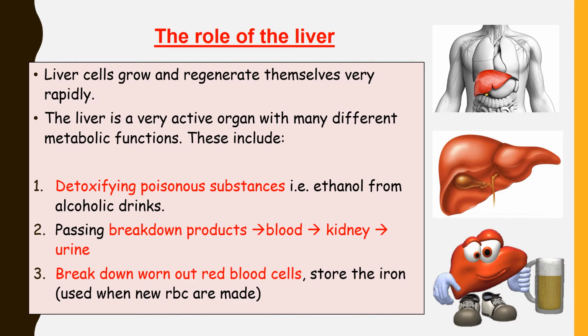So things like ethanol that we have in alcoholic drinks, the liver actually breaks those poisons down. It's used for passing breakdown products to the blood and the kidneys to form urine. And it's also used to break down worn out red blood cells so that it can take the iron out and then use that iron to make new red blood cells.